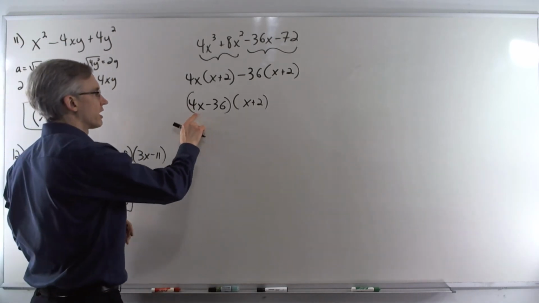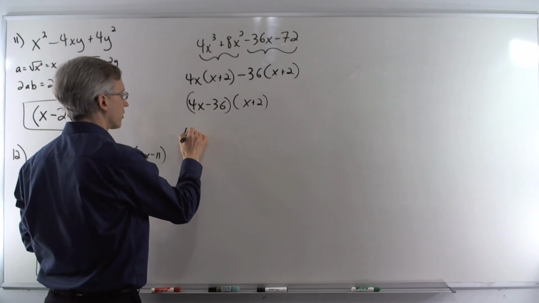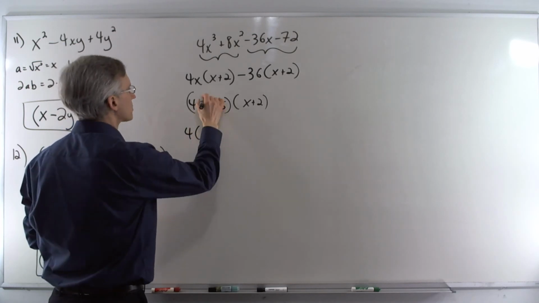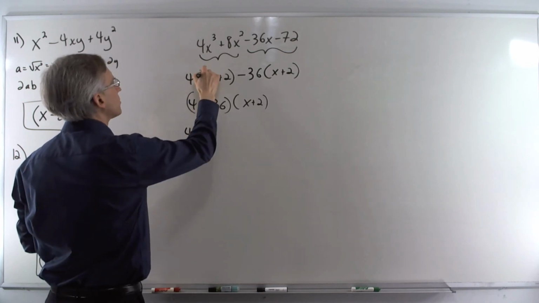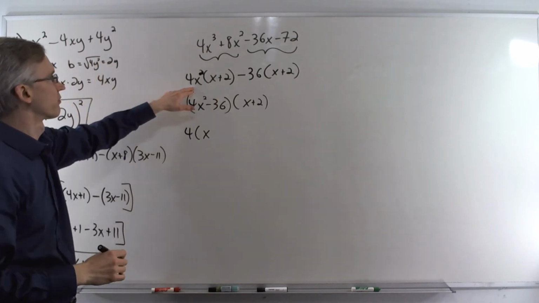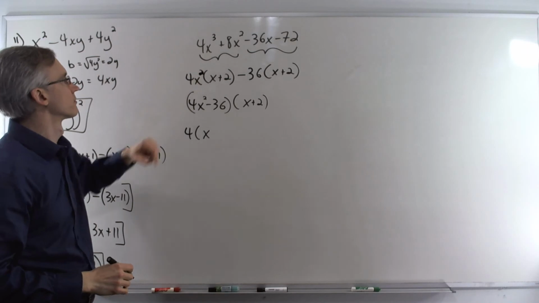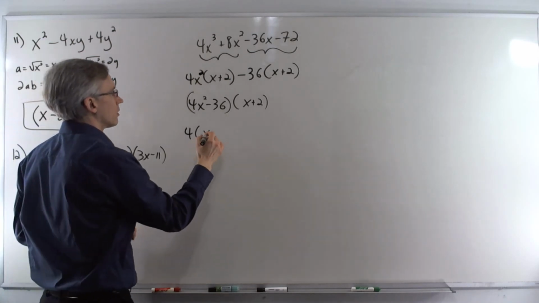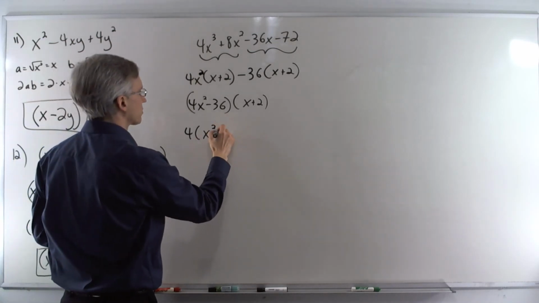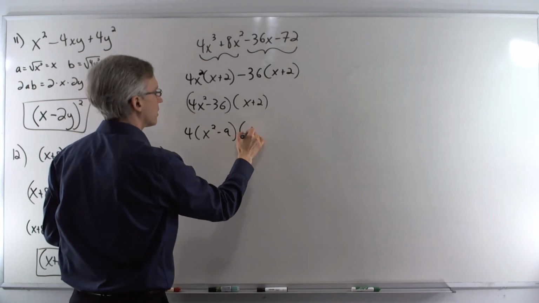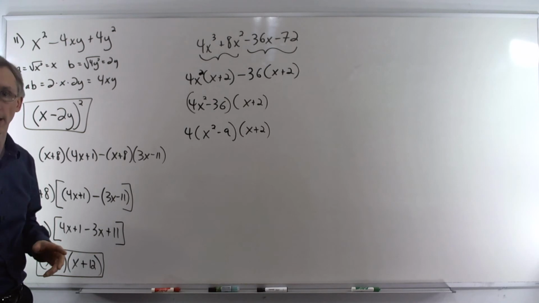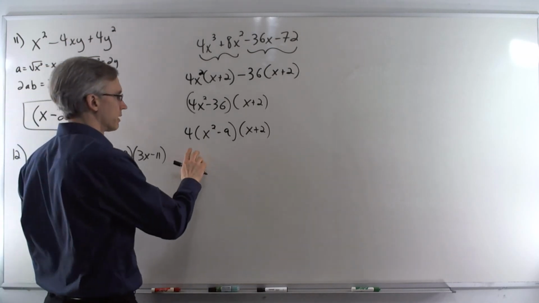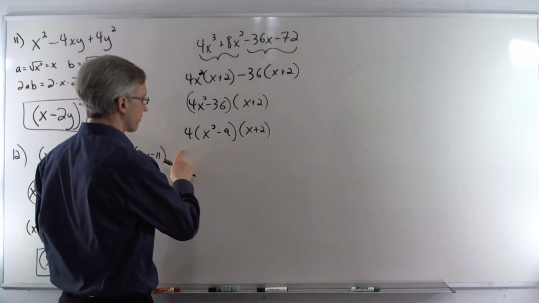Now we've got a GCF here, we can factor out the 4. Oops, that's x squared. Should have been an x squared there. That's my mistake. 4x squared we're factoring out. Okay, so that gives us x squared minus 9, x plus 2. All right, now we need to examine these to make sure none of these are factorable.